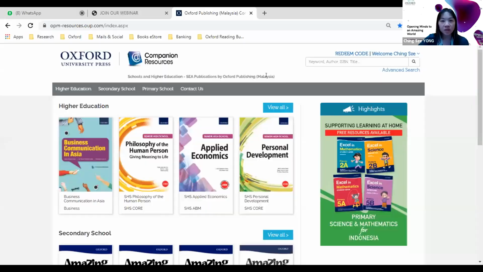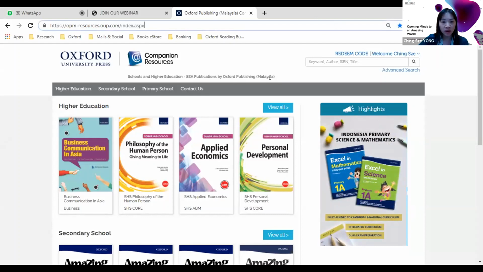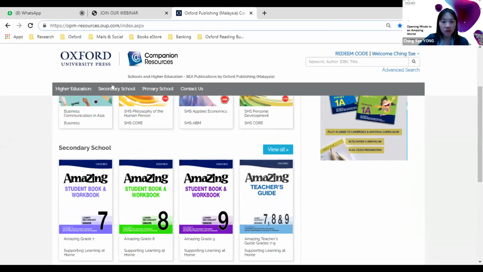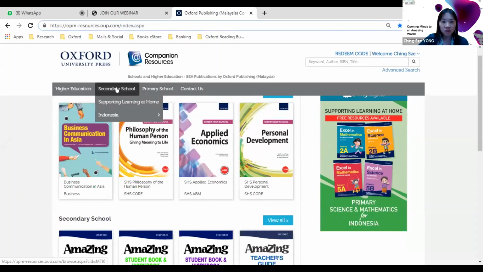Okay, so you will see my screen right now. So basically this is the URL that we have. So the moment you actually go into the URL, you will see all these resources. Okay, so assuming you are a secondary school teacher, in my case, you will need to create an account and log in. So I've already created my account. So this is my account. And these are all the resources available.